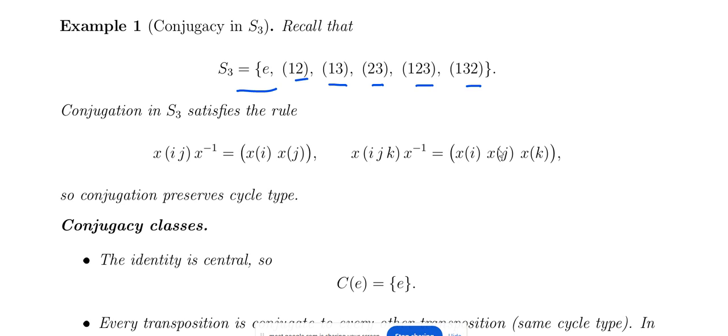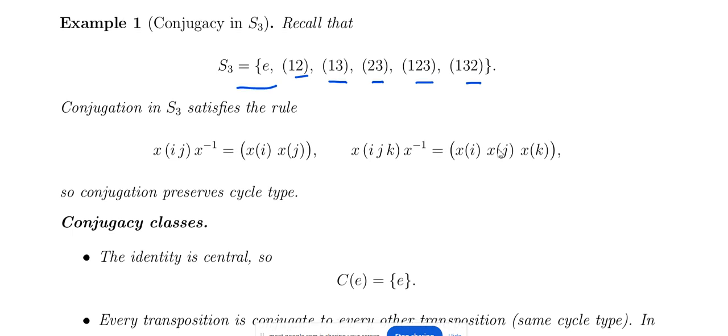So conjugation in S3 satisfies the rule that x(i j) x inverse is (x(i), x(j)). When we write it for 3 elements, x(i j k) x inverse equals (x(i), x(j), x(k)). So conjugation preserves the cycle type. That is the cycle type. That is the idea.